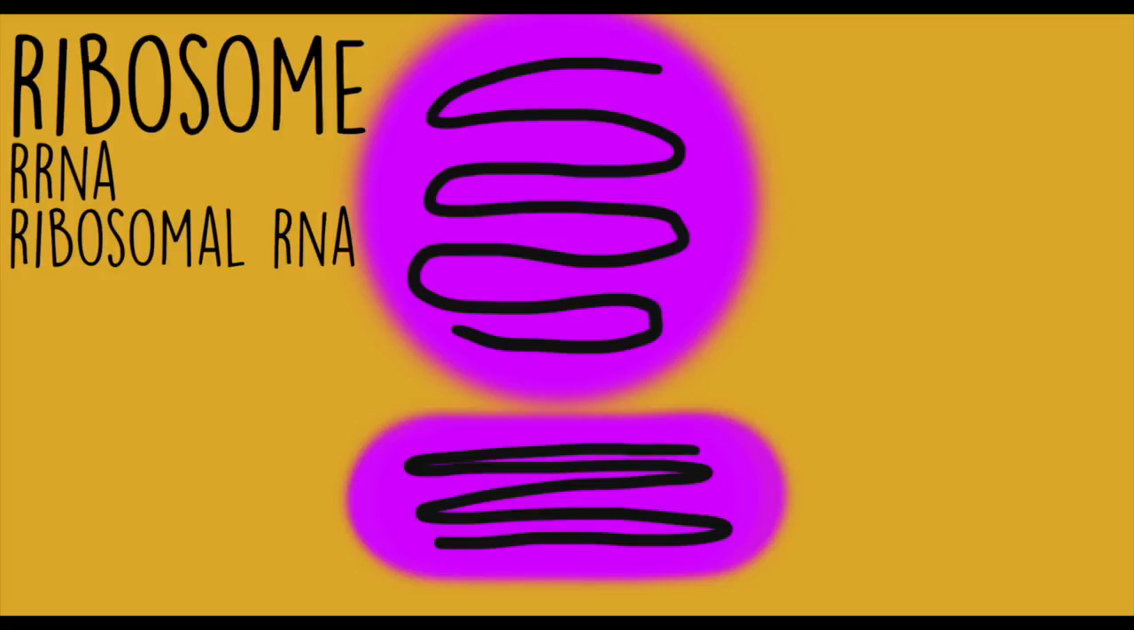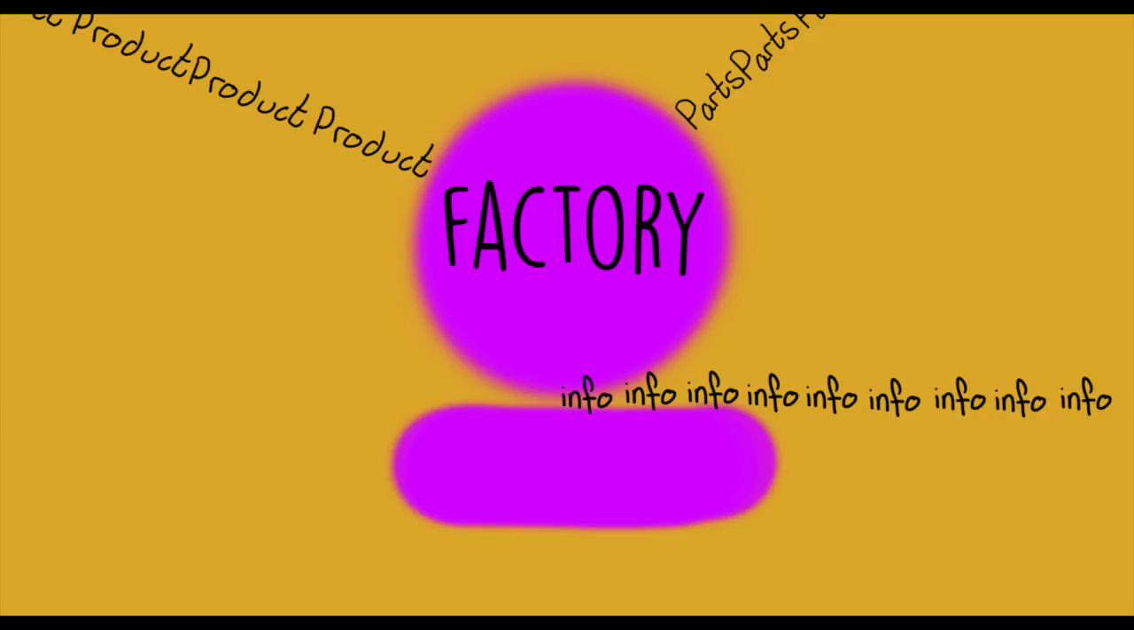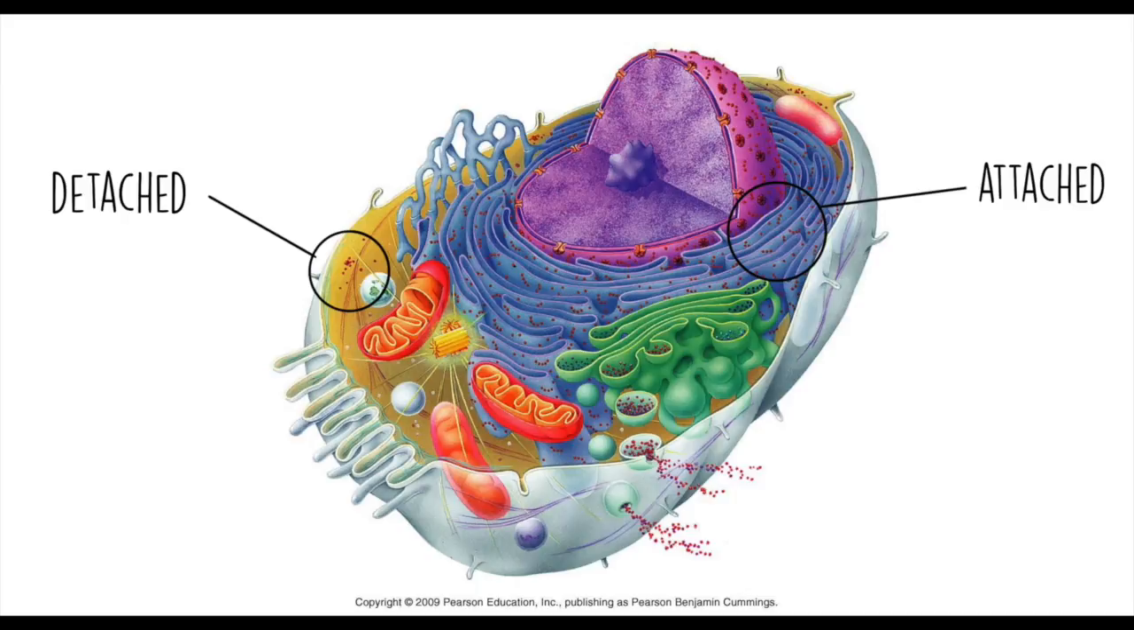rRNA, or ribosomal RNA, is a type of RNA that has been folded in a complex structure that helps to form the ribosome. It acts as a docking bay for mRNA and tRNA, allowing for messages to be read with ease. It can be known as the factory of the cell. It takes in information, imports the required parts, and creates the product. Ribosomes are found in the cytoplasm. They can either be detached and free within the cytoplasm or can be attached to the endoplasmic reticulum, creating the rough endoplasmic reticulum. mRNA is usually read by the detached ribosomes.